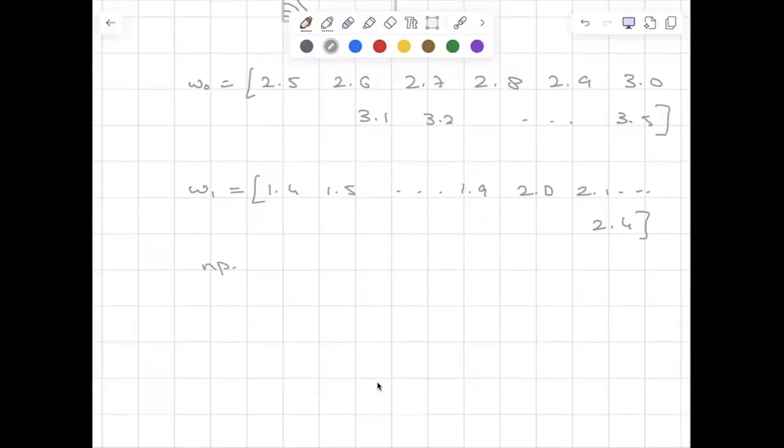So if I say np.meshgrid, right? It's not explicit, but what you get is 2.5, 1.4, 2.5, 1.5, 2.5, 1.6, all the way to 2.5, 2.4. Then 2.6, 1.4, 1.5, 1.6, 2.1, 2.4. Then 2.7 in each one of them. So I can generate every combination of W0 and W1 that I'm interested in. Is this fine?